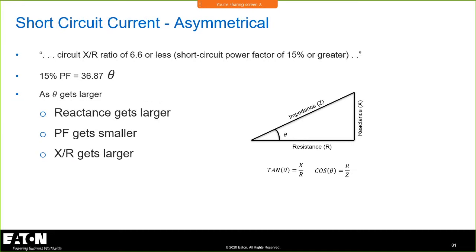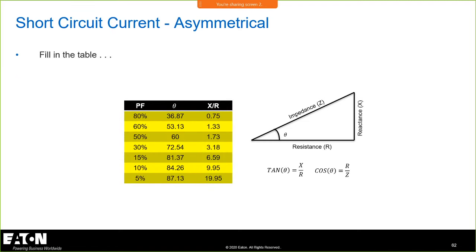Right, so 6.6 or less is what you're looking for, and that's at a power factor of 15%. If you're greater than 6.6 on an X to R ratio when you look at your short circuit study, you're going to need to take another closer look at the interrupting ratings of your breakers. Doesn't mean you may not have to change them, but.